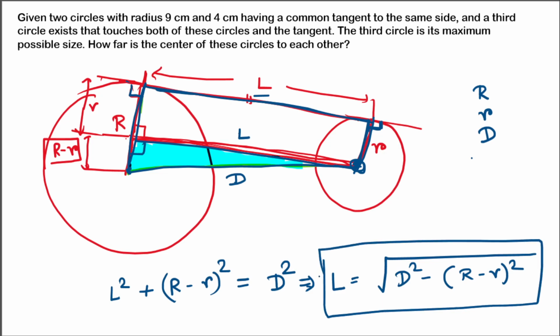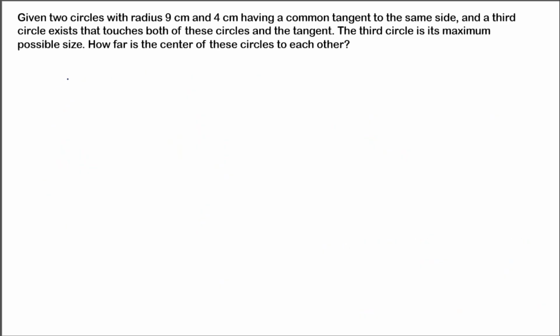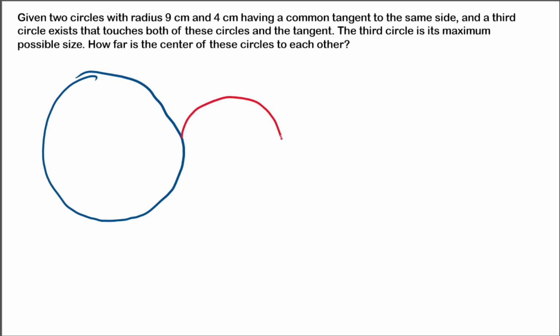Okay, all right. Now we'll go back to the problem. Again, my circle drawing skills are not legendary. So this was one circle, and let us say this was a common circle, right?